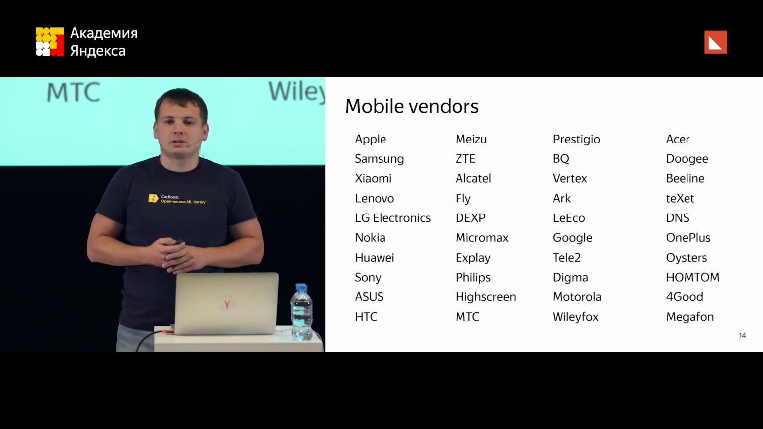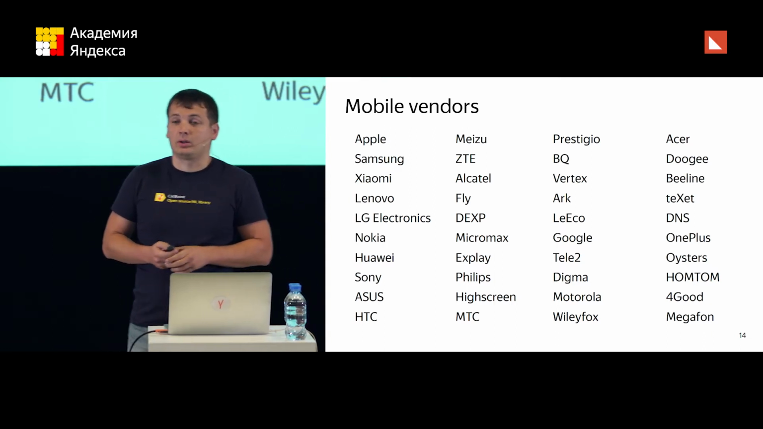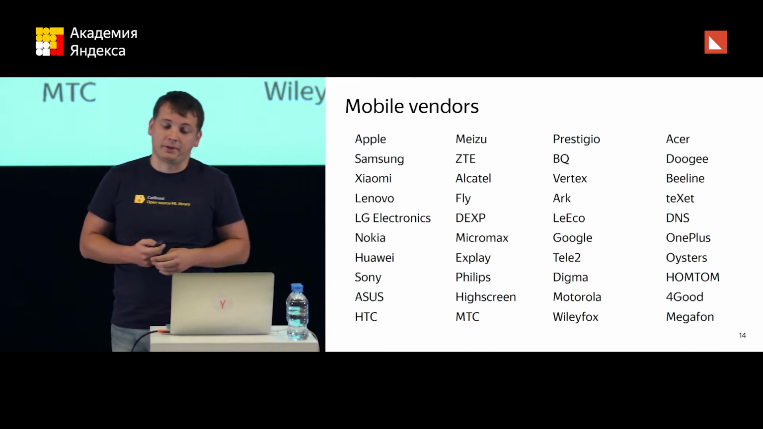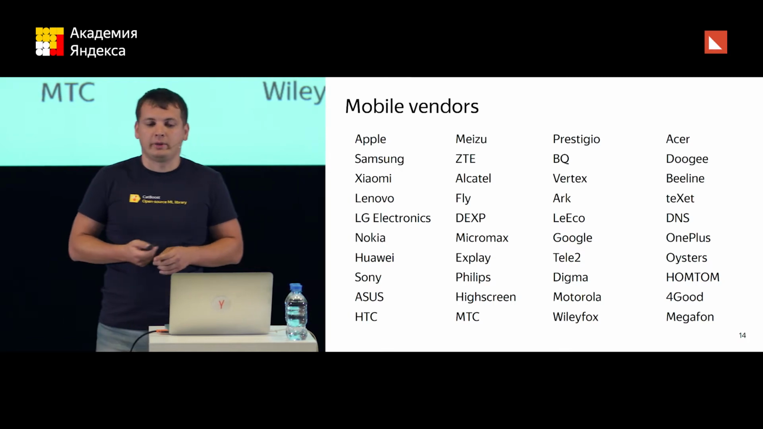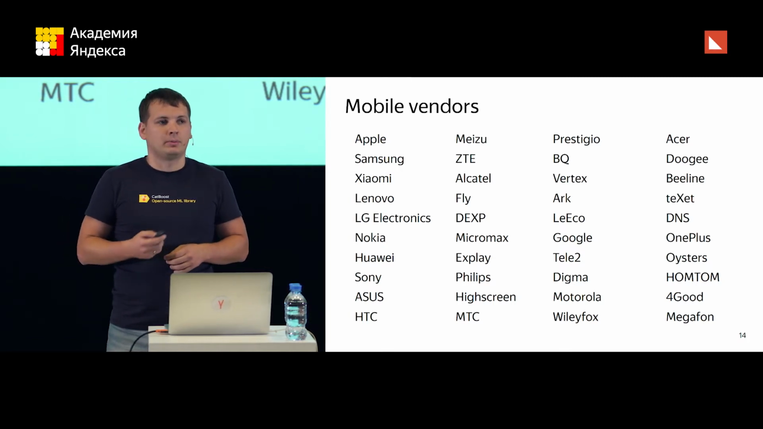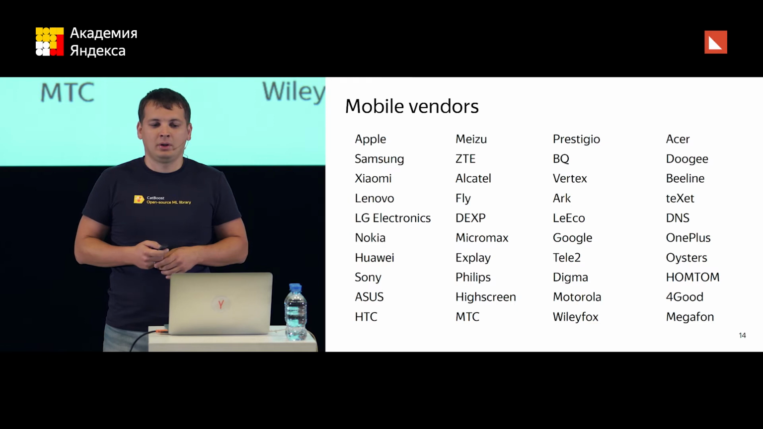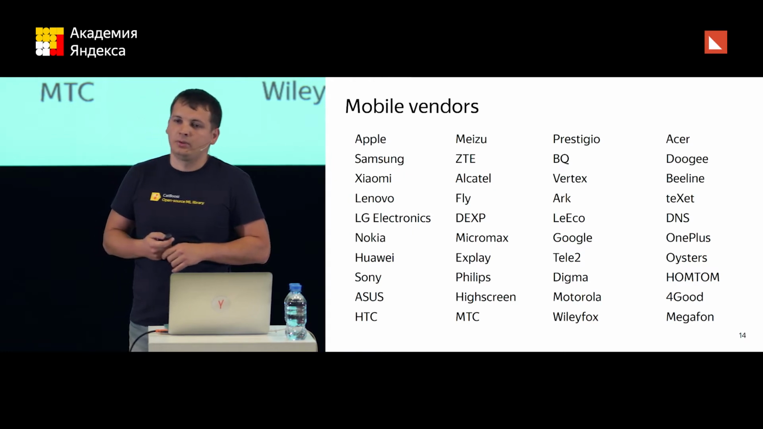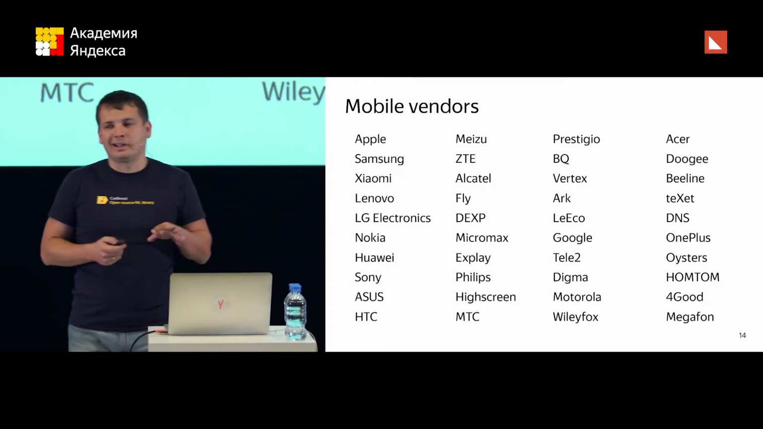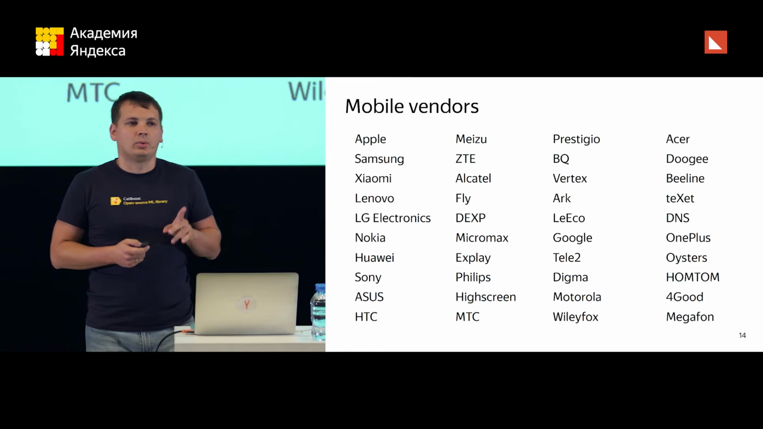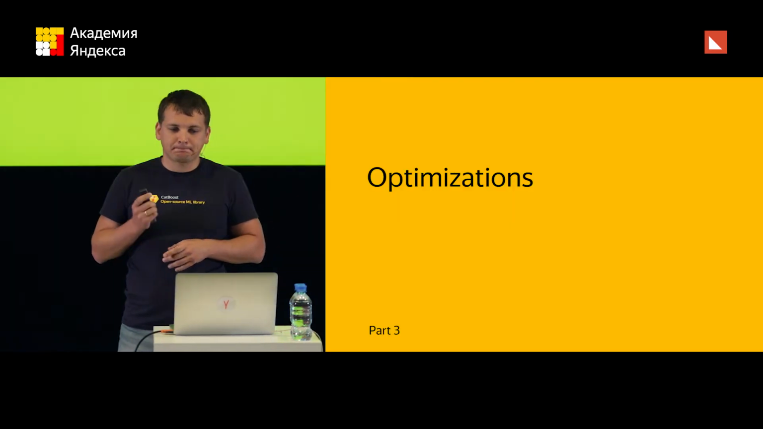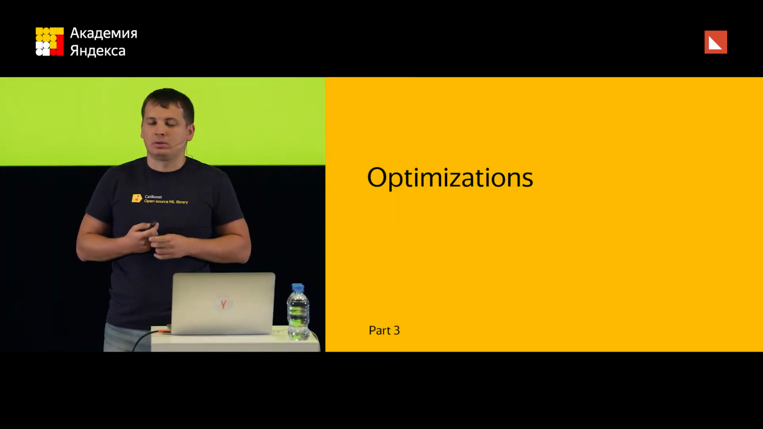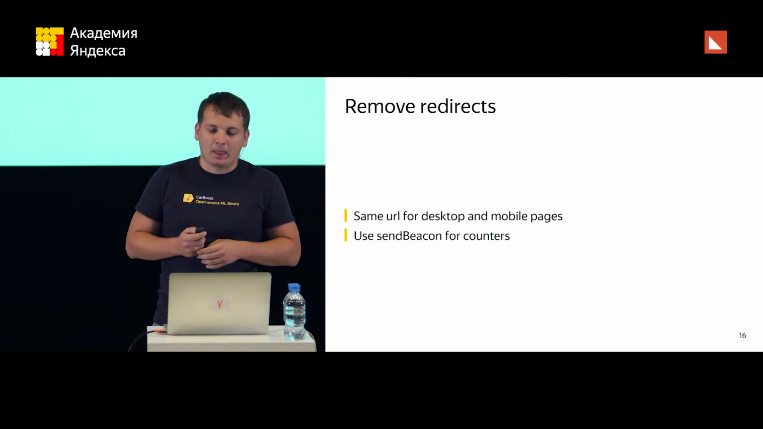In addition to all this, we have a lot of mobile vendors. Here are the top vendors ordered by frequency of use. I think you don't know all of them. And you may guess there are a lot of low and middle class phones, and we have to keep it in mind. So let's talk about optimization in detail.